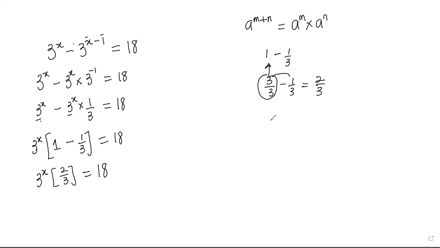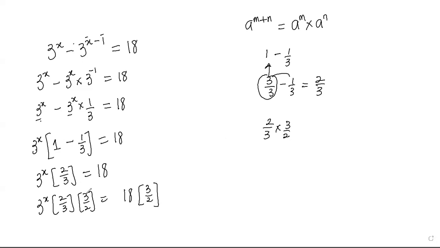Now we have 2 over 3 as the coefficient of 3 to the power x. If I want to eliminate 2 over 3, I need to multiply both sides by the inverse of 2 over 3, which is just 3 over 2. So I'm going to multiply both sides by 3 over 2. So I have 3 to the power x times 2 over 3 equal to 18, right? So I'll multiply here by 3 over 2, and I also multiply here by 3 over 2.